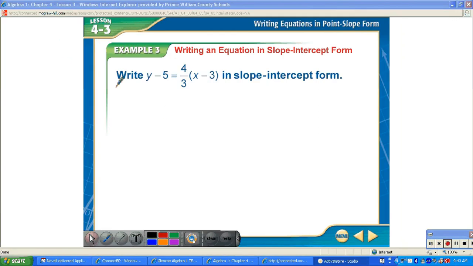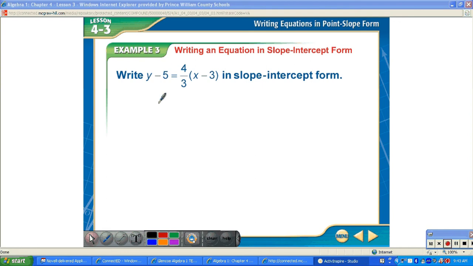Okay. So now what we're going to do here, I think what I want to do is get rid of this fraction. So I'm going to multiply both sides by 3. So I'm going to have 3 times y minus 5. Ooh, I don't like how this is writing.